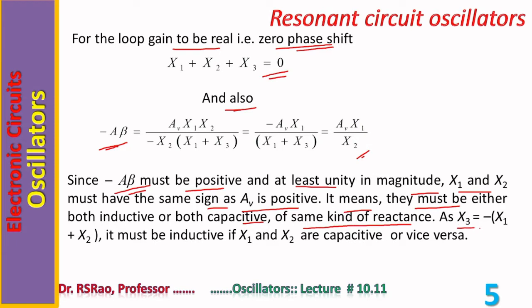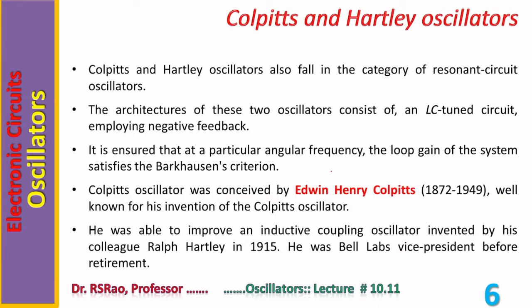As X3 is equal to minus (X1 plus X2), it must be inductive if X1, X2 are capacitive, or vice versa. So far we considered a general discussion regarding resonant oscillators. Now let us come to specific resonant oscillators.